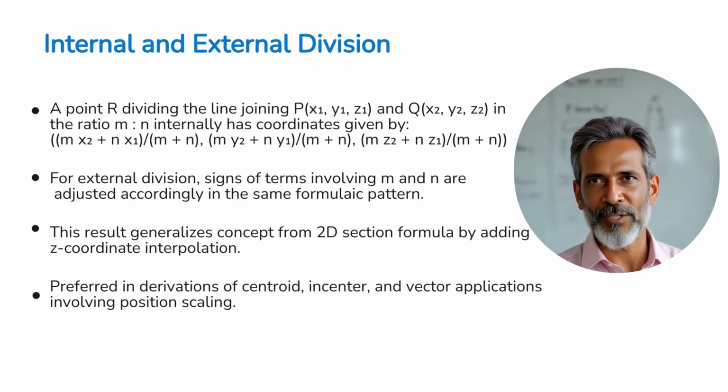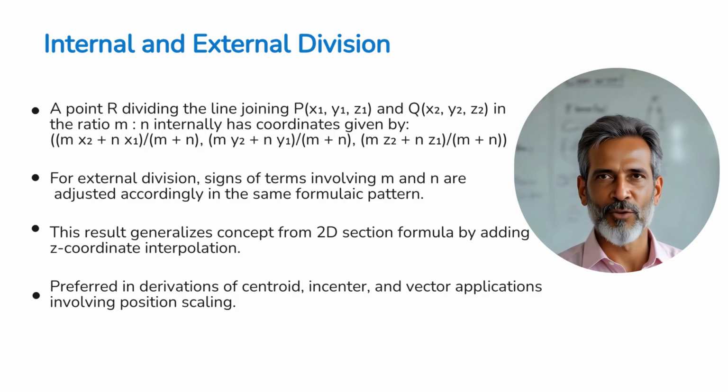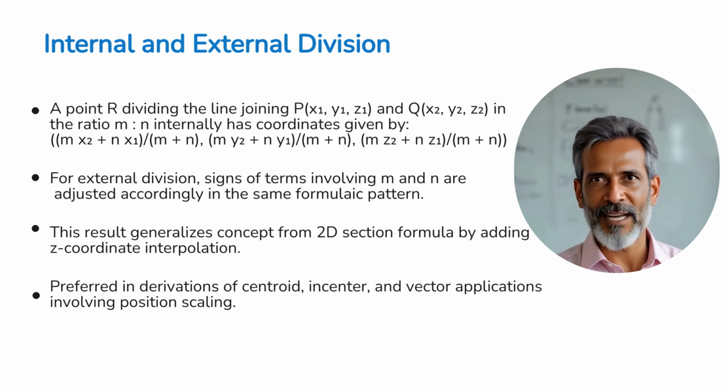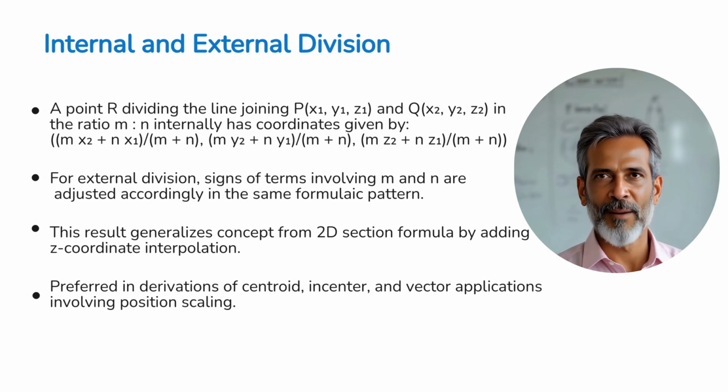Imagine you have 2 points P and Q in space, and you want to find a point R that divides the line segment PQ in a given ratio m to n. When this point divides the line internally, its coordinates are given by (m times x2 plus n times x1 divided by m plus n, m times y2 plus n times y1 divided by m plus n, m times z2 plus n times z1 divided by m plus n).